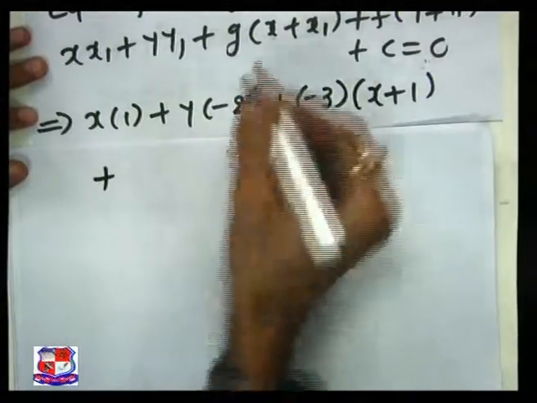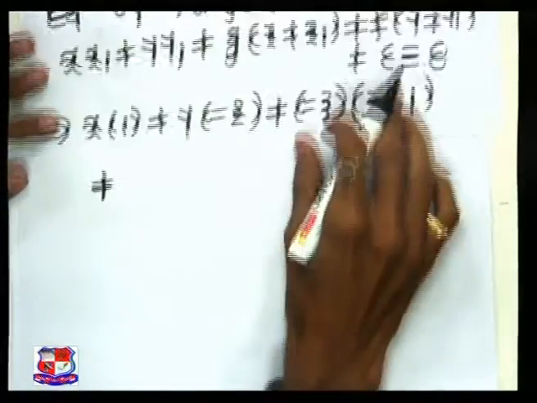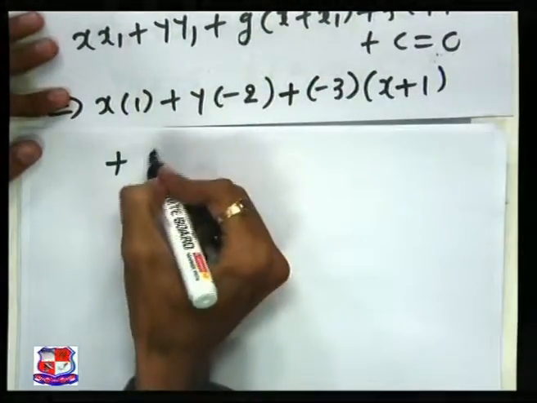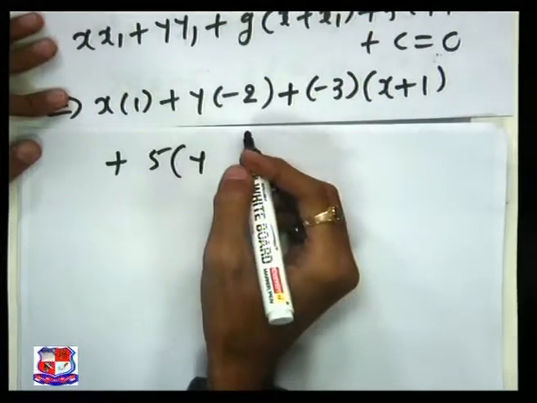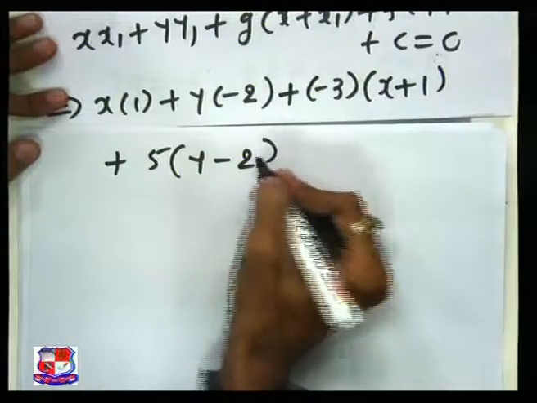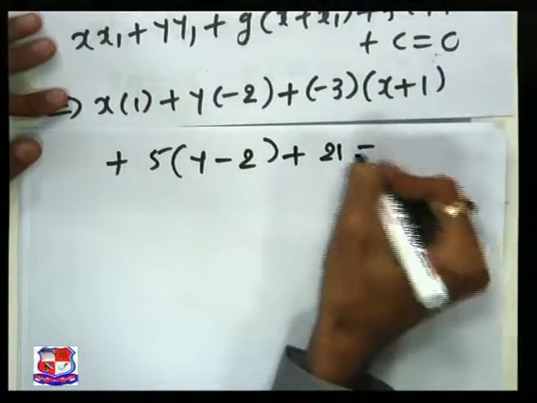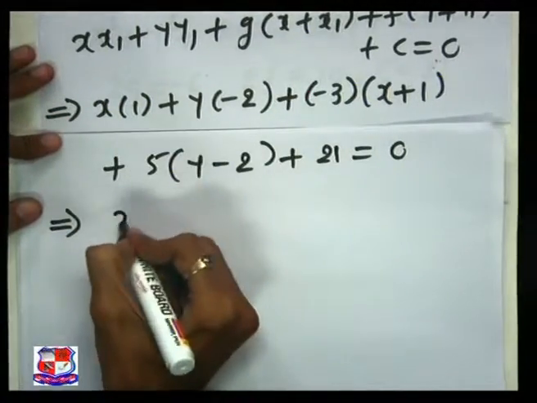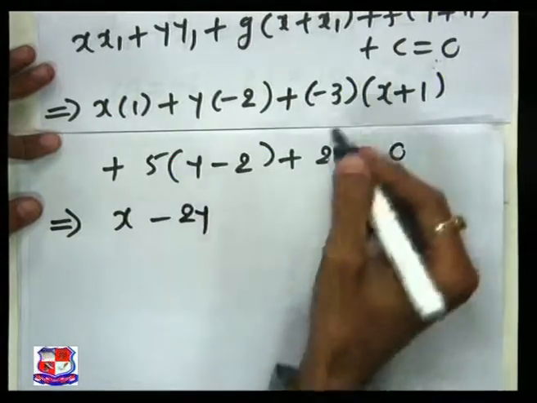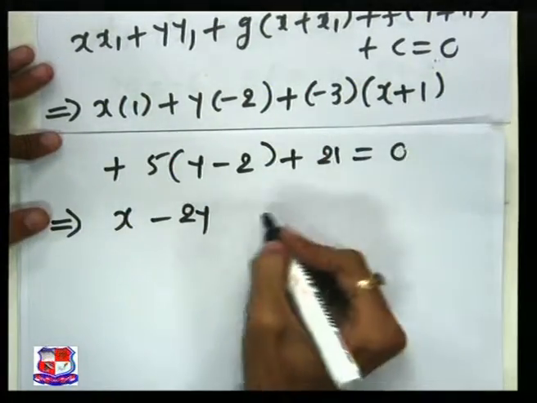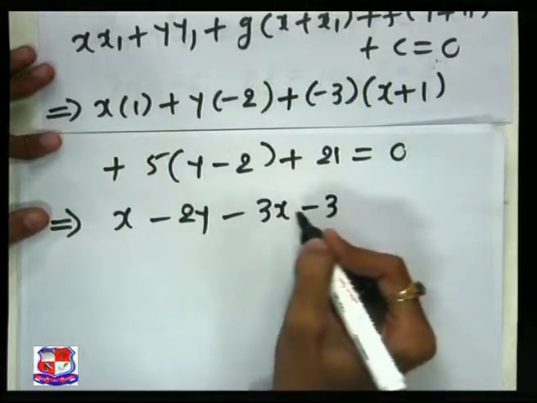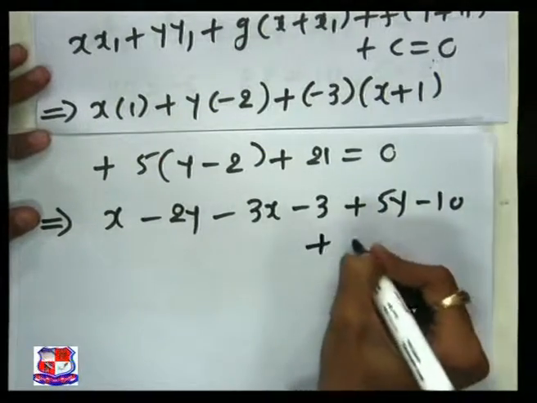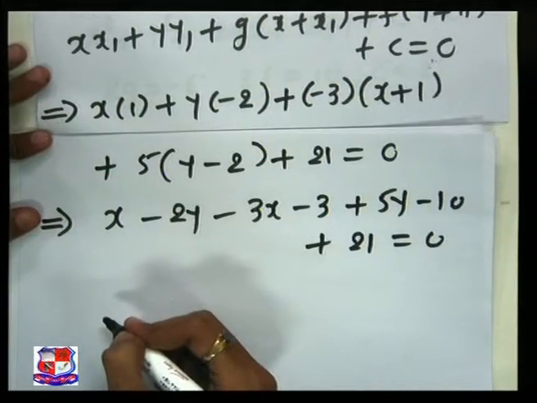plus f, that is f is equal to 5. From here f is equal to 5, so we will get 5 into bracket y plus y1 is equal to minus 2, so 5 into y minus 2 plus c is equal to 21, that is equal to 0. So by simplifying this equation we will get x into 1, that is x minus 2y. Here by multiplying minus 3 with this bracket we will get minus 3x minus 3 plus 5y minus 10 plus 21, that is equal to 0.